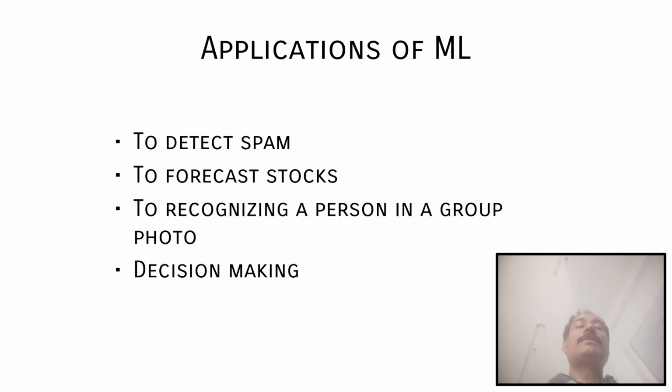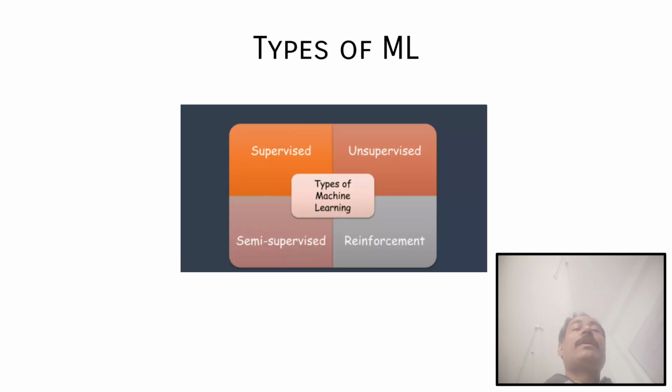And here are some points stating why we go for ML: to detect spam, to forecast the stock market, to recognize a person in group photos, and for any kind of decision making problem. And here is a figure which shows the types of ML. Generally we have four types of ML: supervised, unsupervised, semi-supervised, and reinforcement learning. We will explain them gradually, one by one.